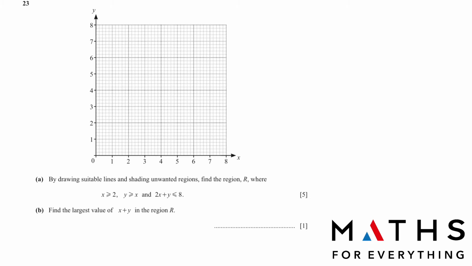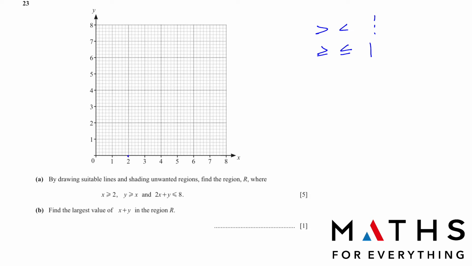23. We have been given a coordinate graph here. By drawing suitable lines and shading unwanted regions, find the region R where x is more than or equal to 2. If we have x is more than or equal to 2, the more than or equal or less than or equal means that the line is dark. If we have only more or less, we have to make a dotted line. But if we have more than or equal to or less than or equal to, we have a straight line. So x is 2 is here.